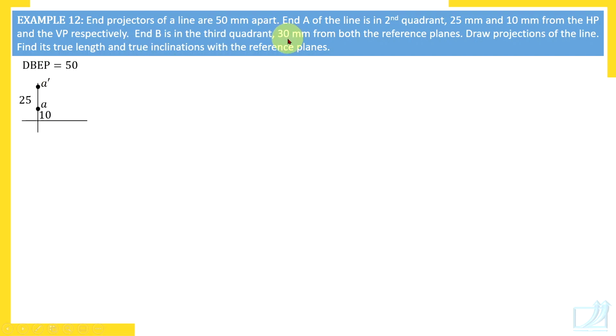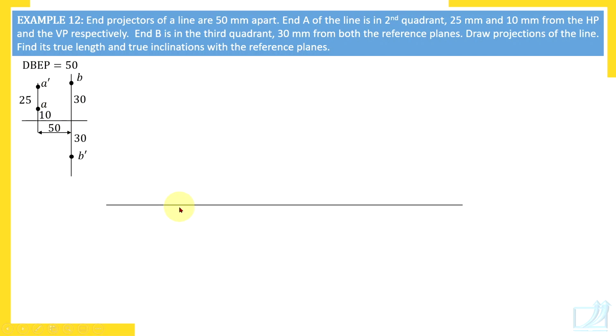End B is in the third quadrant, that means top view above, front view below. But projector of end B is 50 millimeters from projector of end A. And end B is top view above, front view below. It is third quadrant, means top view above. So check, there are 5 measurements: 25, 10, 50, 30 and 30. Distance between end projectors means distance between projector of A and projector of B. It's given. So this is the information or data.